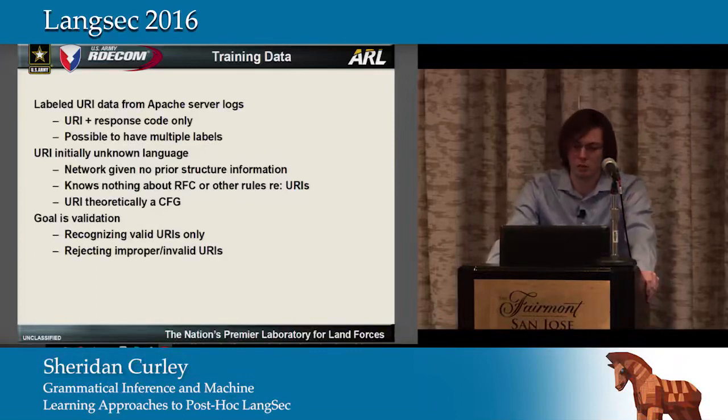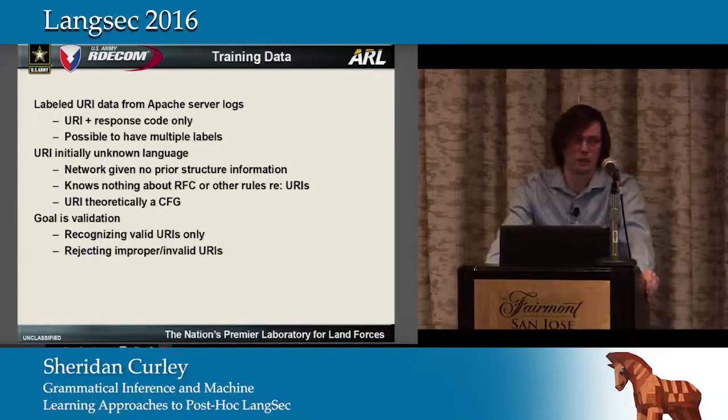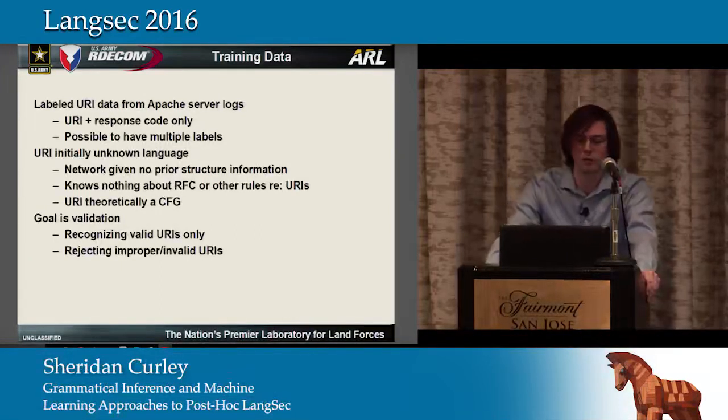So that we'll get into why that's not necessarily great, but we're already relaxing assumptions anyways. As far as the network is concerned, a URI is completely unknown to it. It doesn't know what the structure is. It knows nothing about the RFCs or any kind of convenient constructions. The only thing it knows is that a URI is constructed of a series of letters, and that we're going to give it examples of what a URI is or what it shouldn't be.